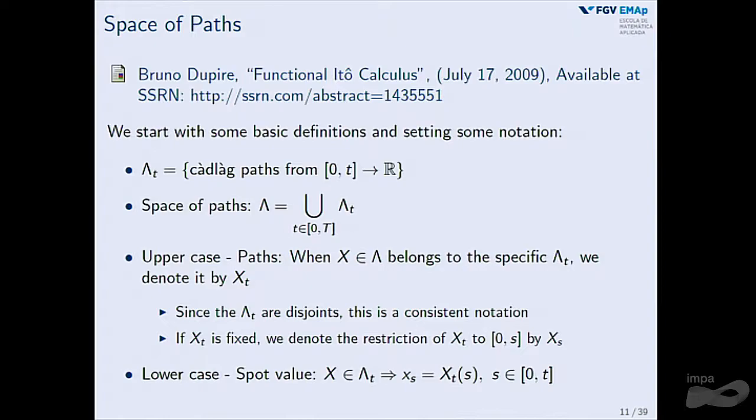And the notation is very important, and I hope you can follow. If you have any questions, just let me know. Capital letters will be used to denote paths. So capital X_T is the path of the process, the path of X from 0 to T. And this lowercase letter x_s is the value of that path at time s, at the specific point s.